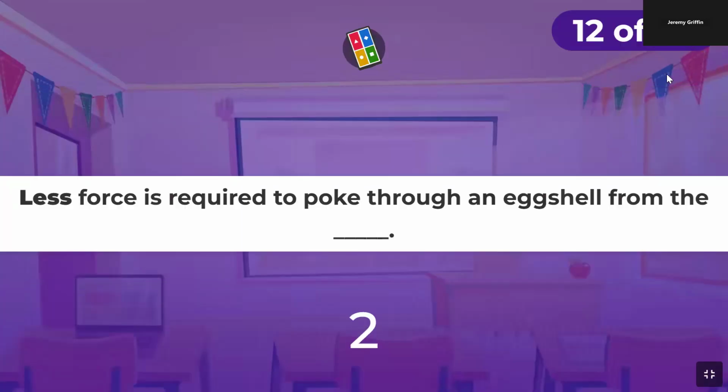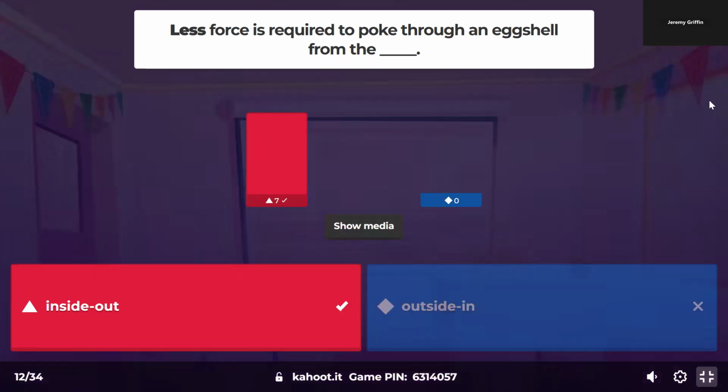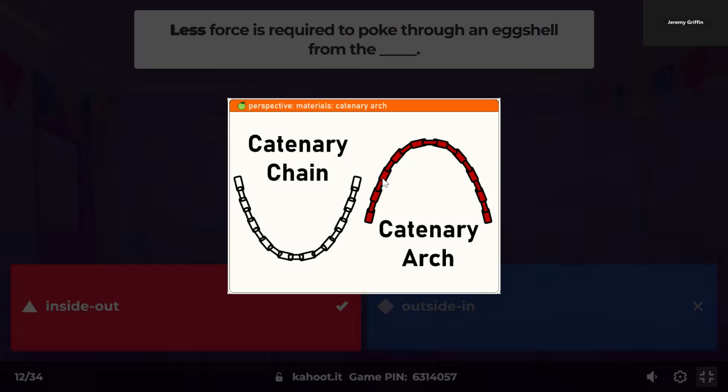Less force is required to poke through an eggshell from the inside. Yeah, there you go. It's easier to be the baby tick trying to get out than it is trying to be a predator trying to get in. Right. And it had to do with the physics of arches.